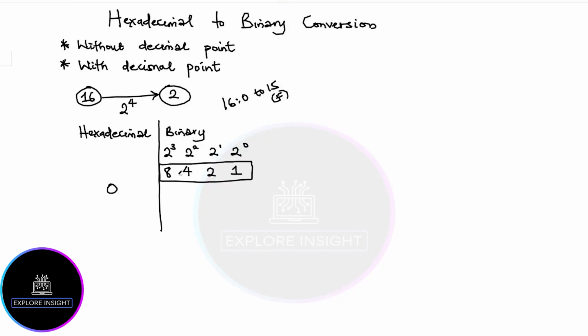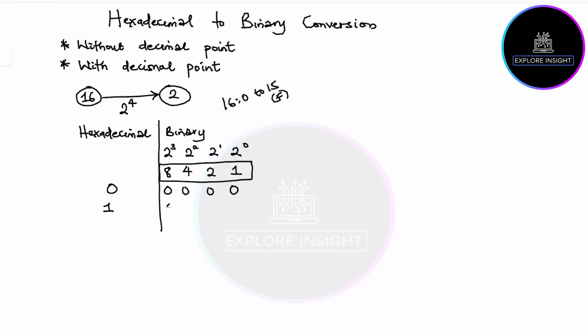Now for 0, 0 doesn't exist here, so we are going to put that as 0. Now let's see for 1. Yes, we have 1 here, which means every other value will be turned off. So we have 0, 0, 0, 1. And let's go for 2. For 2, we are going to have 0, 0, 1, 0, because we have 2 here. Now let's go for 3. We have 0, 0, and 2 plus 1 will give us 3, so we have 1, 1 turned on.